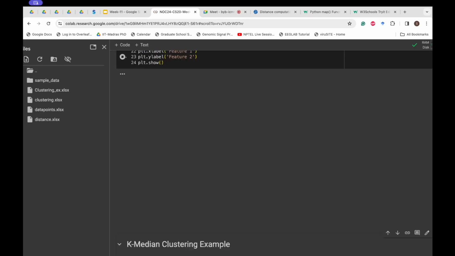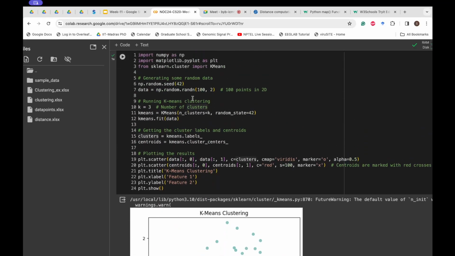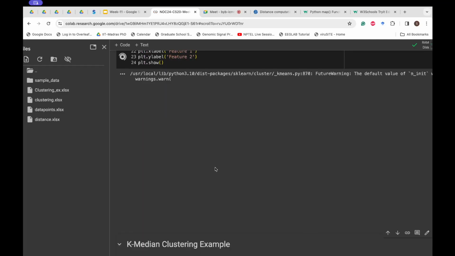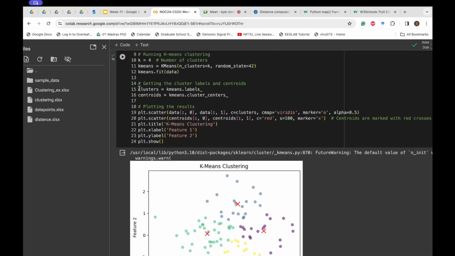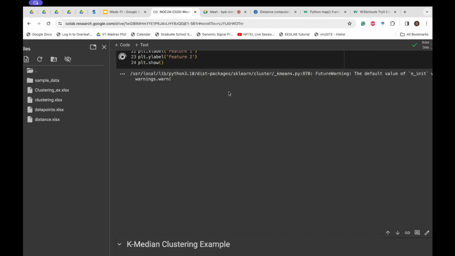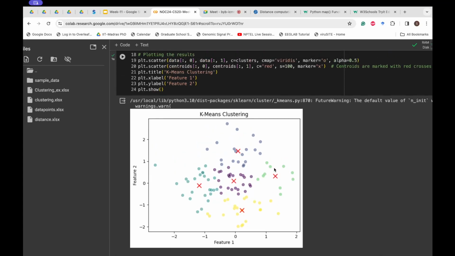So let me run this once, and you can see that 100 data points were created. Then we had this seed. We are applying this K-means clustering algorithm in which we are passing the value of k. So k equal to 3 over here. Let me just make it 4. You can see that 4 clusters are formed now. Let me increase it to 5. You can play around with this notebook later. You can see 5 clusters over here.